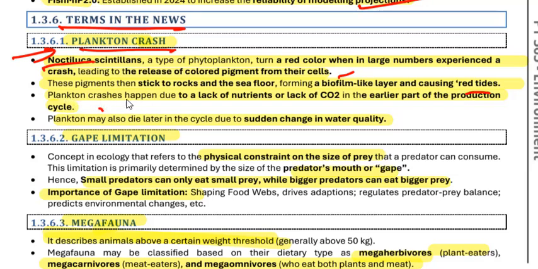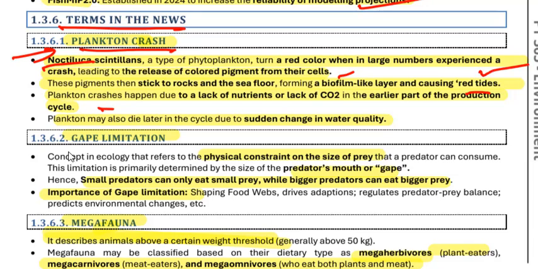Plankton crashes happen due to the lack of nutrients or the lack of CO2 in the earlier part of the production cycle. Planktons may also die later in the cycle due to a sudden change in the water quality. So, understood what happens in this? Actually, planktons crash and release some liquid which has noctilucent property, hence the name Noctiluca scintillans, which releases red color and forms a biofilm-like layer, so it is also called red tide.